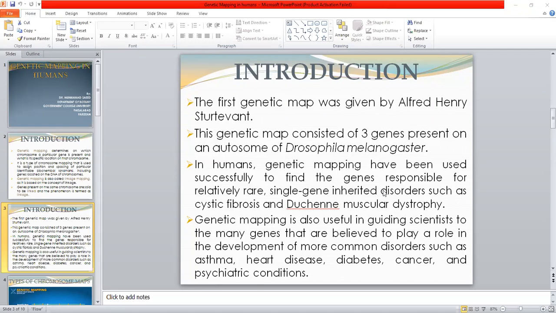Genetic mapping can also be used to identify genes responsible for certain traits of interest, such as eye color, eye shape, the height in humans, and so on. So genetic mapping can greatly help in the identification of genes responsible for various traits of interest.